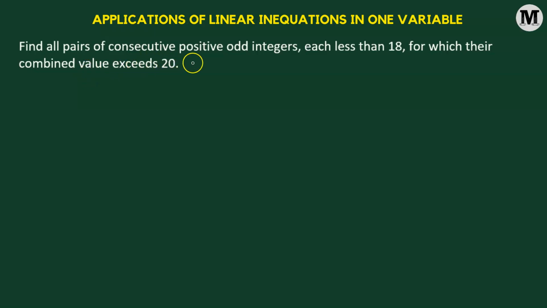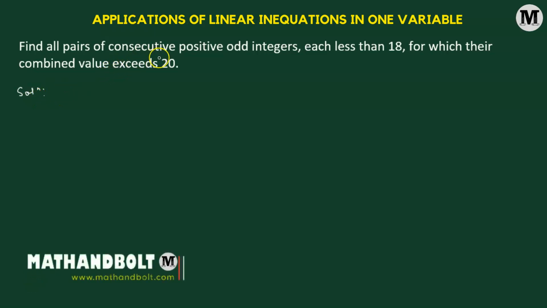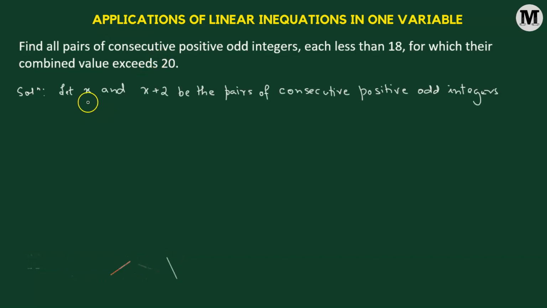Find all pairs of consecutive positive odd integers, each less than 18, for which the combined value exceeds 20. Okay, let us begin. So first we're going to suppose that the consecutive positive integers are x and x plus 2. And of the two pairs, we will suppose that x is the smaller one. Now, we will start applying the condition.